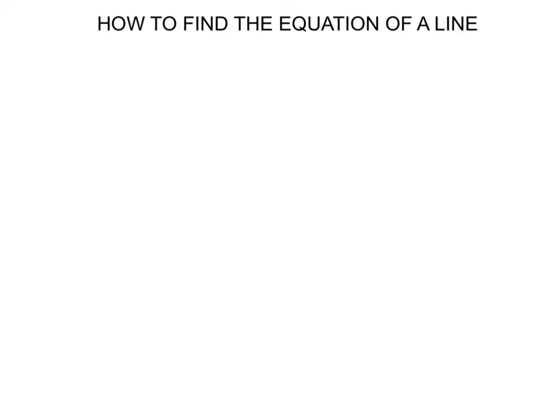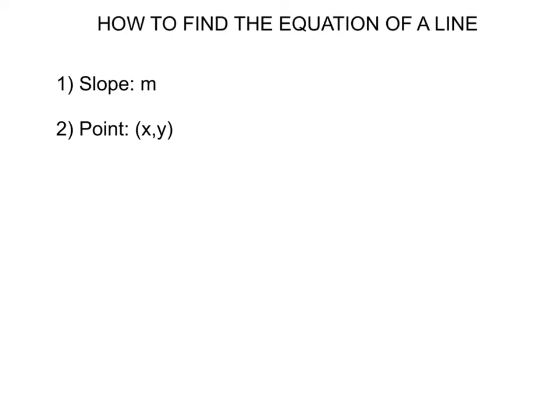Let's talk about how we find the equation of a line. So if we want to do that, we need to have two things. The first thing that you must have is the slope, or m. And the second thing you must have is a random point. Any x, comma, y will work.